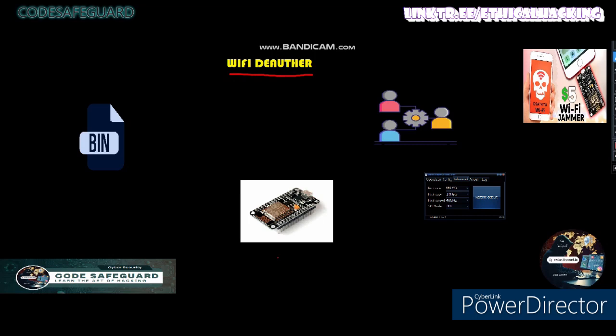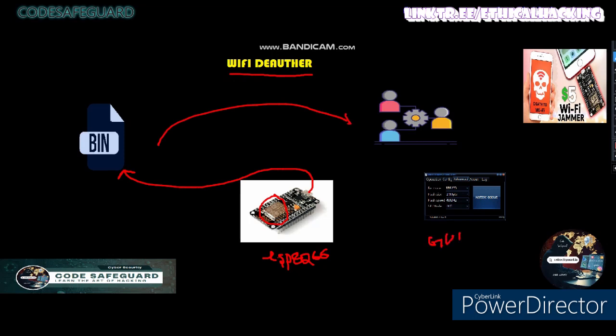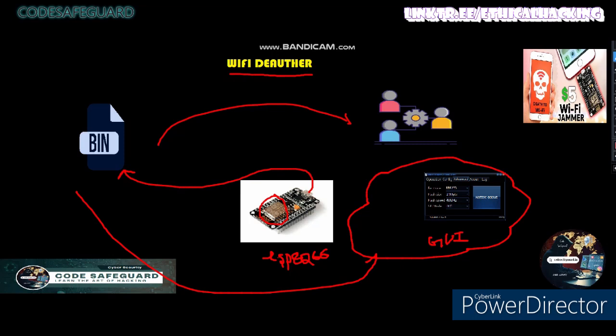Okay, let's now understand how to set up the ESP8266 module as a Wi-Fi jammer. This ESP8266 NodeMCU module is a Wi-Fi development board. Here we will be flashing this with a bin file via a third-party application whose GUI looks like this. With this, we will be able to flash the bin file into our NodeMCU module so that it could be converted to a Wi-Fi jammer.